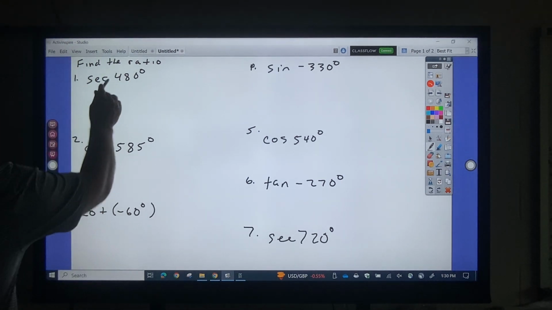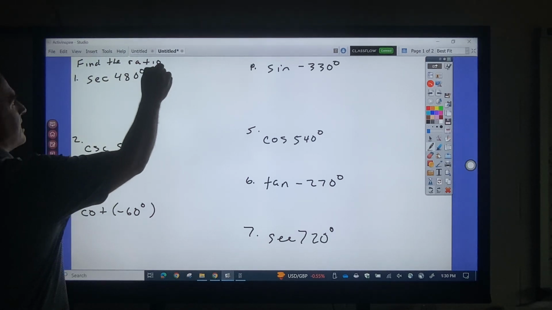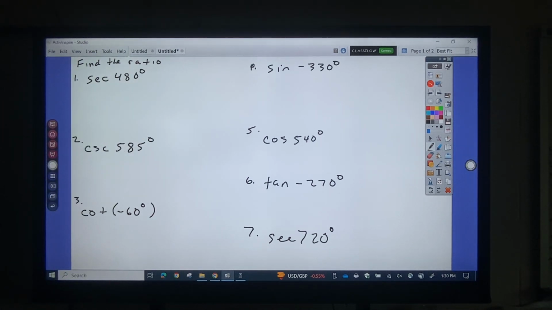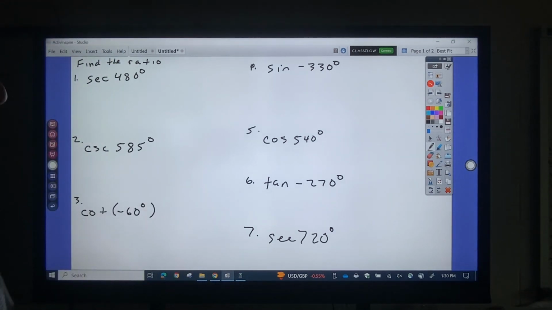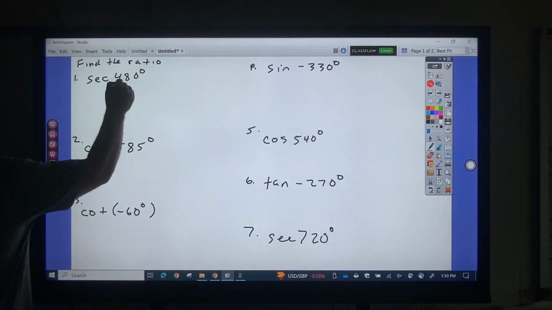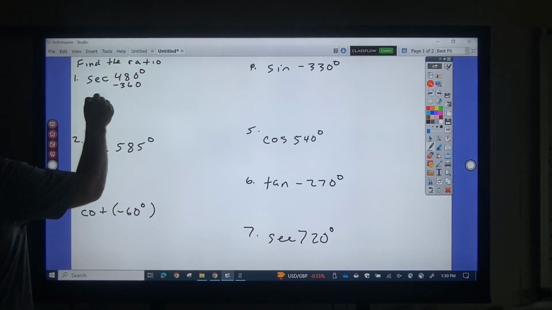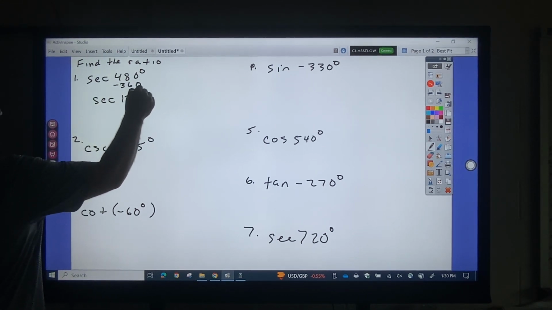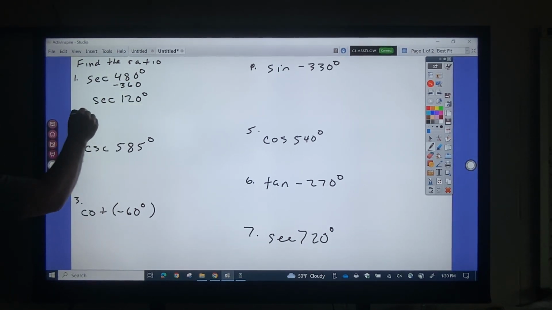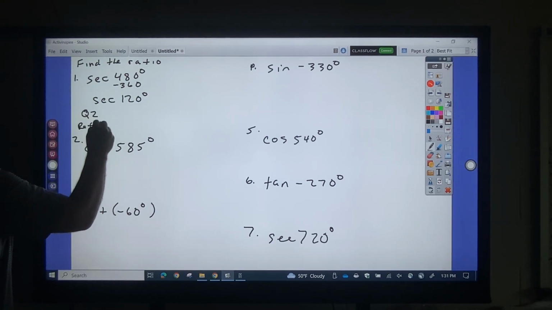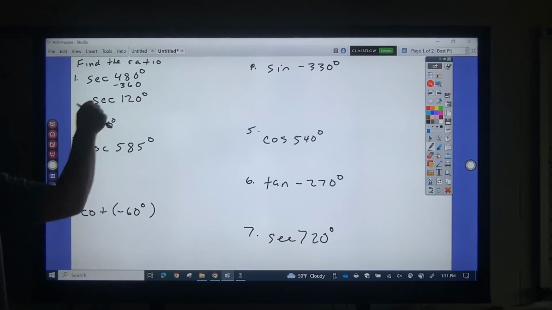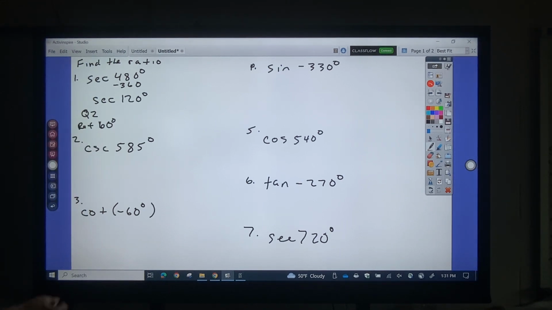So what you want to do, if the degree is below 0 or bigger than 360, is find a coterminal angle. And we talked about that. You would want to subtract 360, so that's secant of 120, which is going to put me in quad 2. Now how do I find my reference angle? I would subtract from 180, so my reference angle is going to be 60 degrees. So 180 minus 120 would be 60.